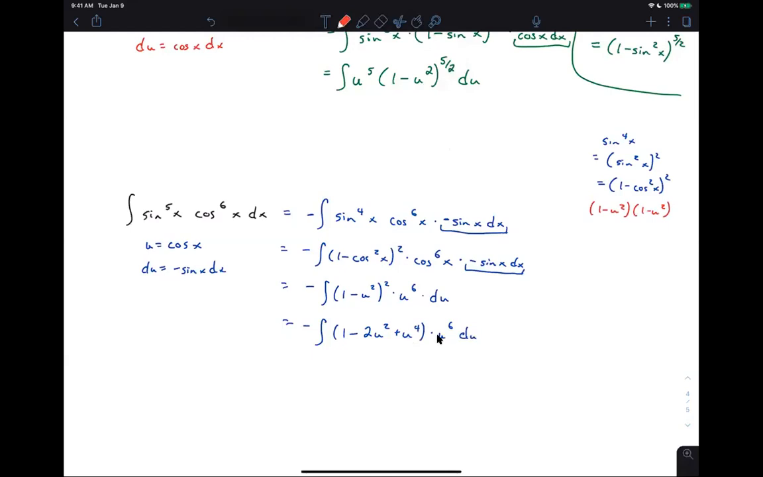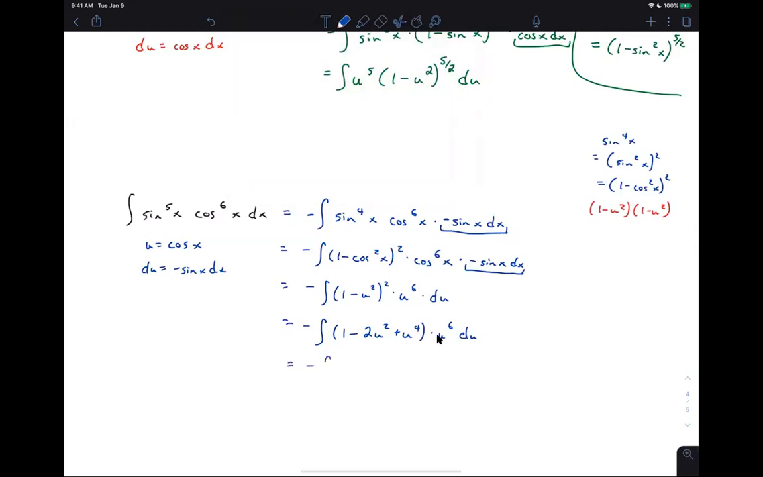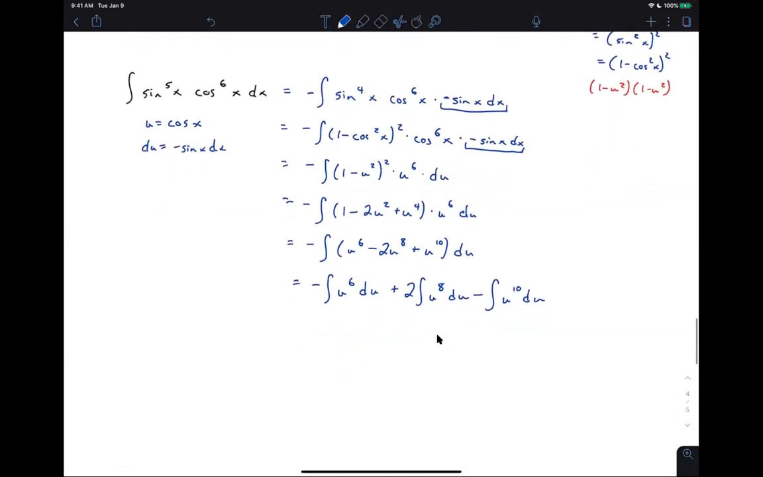Now we're going to distribute the u to the 6th. So we're going to get negative integral u to the 6th minus 2u to the 8th plus u to the 10th du. And now we're going to split this into 3 integrals. The negative carries with all 3 of them. So we get it to that step. Any questions to there?